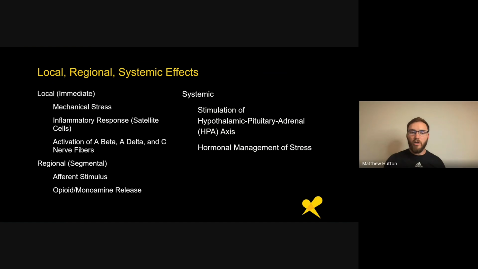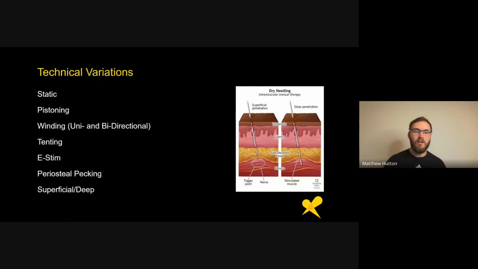If you want to get some of these more segmental responses, then you can leave it in for somewhere between 5 and 10 minutes. But if you want the systemic, the longer you leave it in, the better. And from what I remember from my course, somewhere around 30 minutes is an effective treatment window.